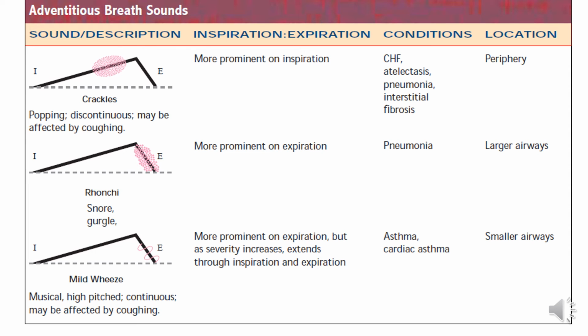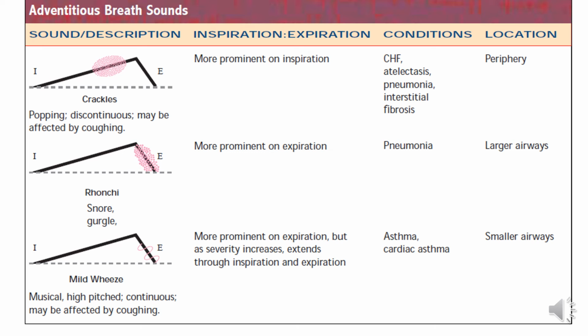So these are some of the abnormal breath sounds. Abnormal breath sounds are otherwise known as adventitious breath sounds. These are breath sounds we can hear in case of any disease conditions throughout the respiratory system. The first one is crackles. Crackles are popping, discontinuous sounds, which may be affected by coughing. Whenever air passes through fluid, it can manifest as crackles.